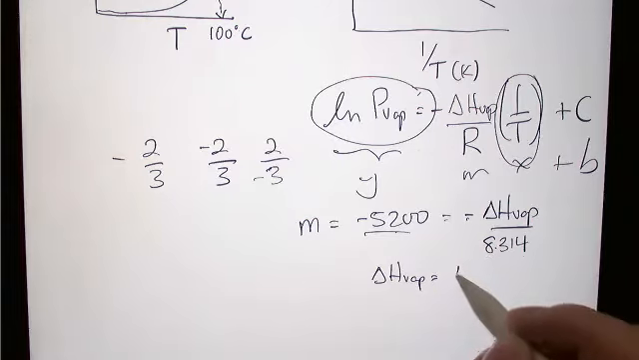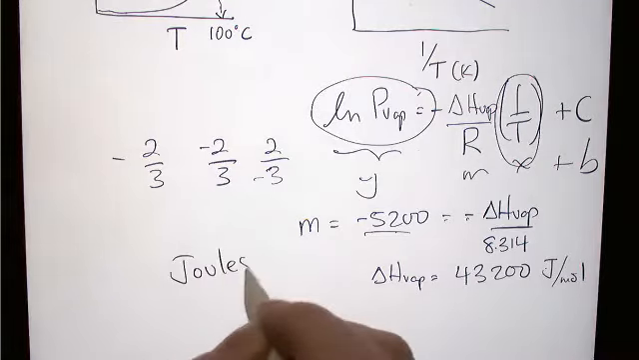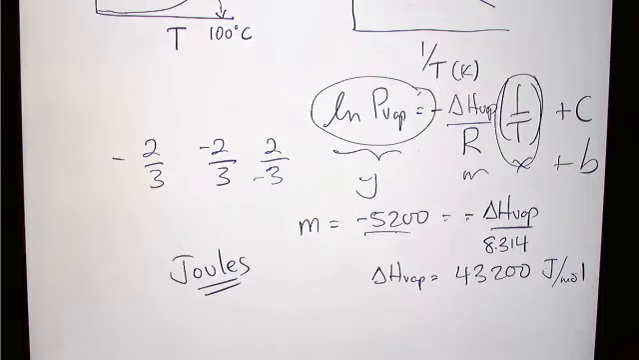So this is 43,200, I'll just keep 3 digits, and it's energy, right? It's heat. So this is joules per mole, right? Everybody remembers joules. Those are the units for energy, SI units. Divide that by 1,000, 43.2 kilojoules per mole. Your answer might be slightly different, but it should be very similar to that.